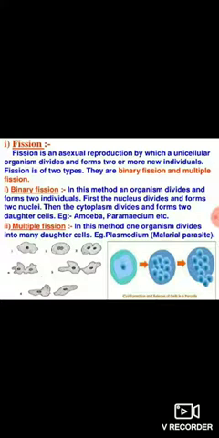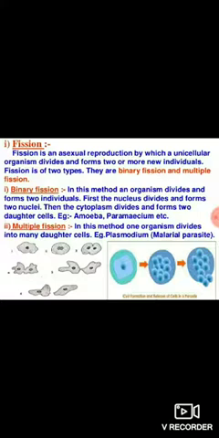Now look at the picture at the right corner. Again there is a nucleus at the center. This nucleus divides into many nuclei. आपका binary fission में एक nucleus से दो nucleus बन रहे थे. But here one nucleus divides into many nuclei.